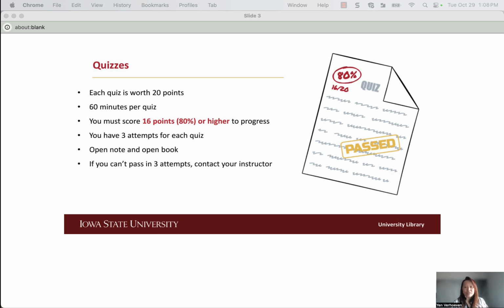Now, if you still can't pass after 3 attempts, we want you to contact your instructor. Some of you may not attend all the quiz review sessions. The first thing, after 3 attempts, if you can't pass, view the quiz review session again, and also contact your instructor to let them know that you're ready for the next steps. You'll work this out with your instructor and determine what the next course of action will be.